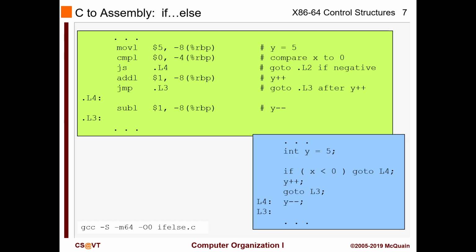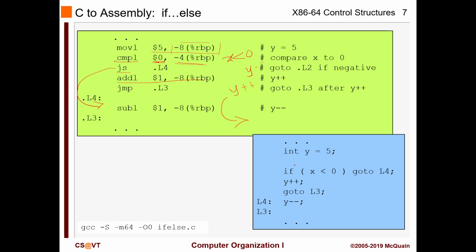Once again, if we want to go back from assembly to C, we can do that. Over here we are putting the number 5 in a variable, in this case y. Then we are doing a comparison with 0, and jumping if js, right? In this case, this is x. So if x is less than 0, we are going to go to L4 and do y minus minus. Otherwise, we are going to do y plus plus and jump outside.